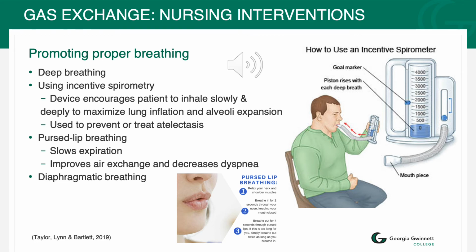So, promoting proper breathing, there are some nursing interventions that we can use to help our clients promote proper breathing. Incentive spirometry is one. You can see a picture here on the right-hand side of this device. It's a tool that a lot of patients receive as soon as they go in the hospital, certainly those that have had surgery. And the purpose of it is to promote lung expansion and keep those alveoli expanded.